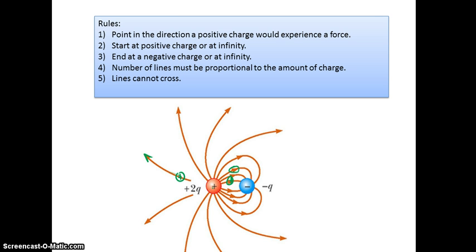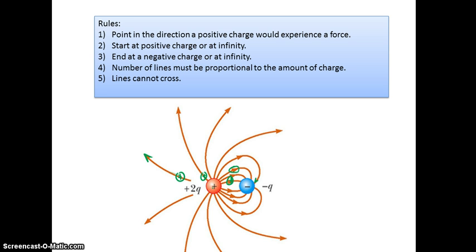Now, they start at a positive charge or at infinity. So look here, right? You put a positive charge here, it's going to get repelled away. So all these lines start at the positive and finish at the negative charge, or they would go on past the negative charge to infinity. They end at a negative charge or at infinity.